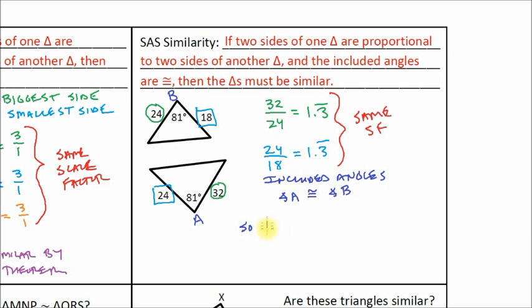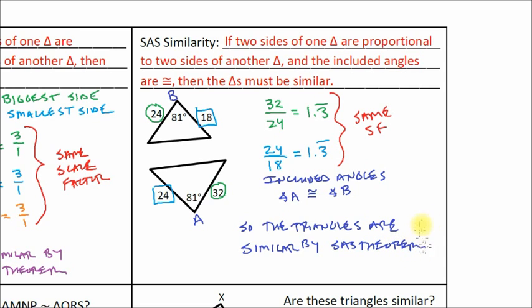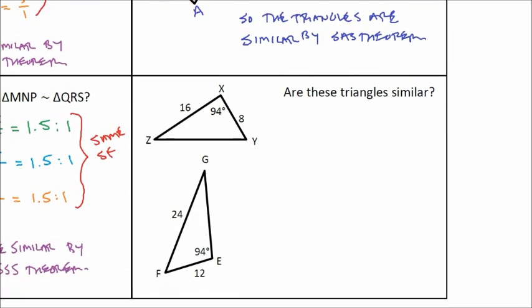So the triangles are similar by the SAS theorem. Again, there's all kinds of ways you can write that. Just make a statement whether you found it to be true or not. Okay, there's how you use SAS to prove similarity. Let's check that out in the next example.